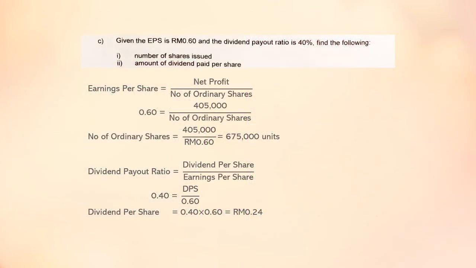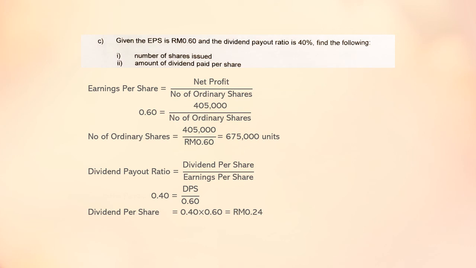For the last part of the question, they give you EPS of 60 cents and dividend payout is 40%. Find out the number of issued shares. So you take out your earnings per share formula, net profit divided by number of ordinary shares. Put in the available figures that you have. You have the EPS of 60 cents and the net profit here. Look at the statement of profit or loss. So the net profit in the profit or loss is 405,000. So you divide the two figures, you get the number of ordinary shares to be 675,000.